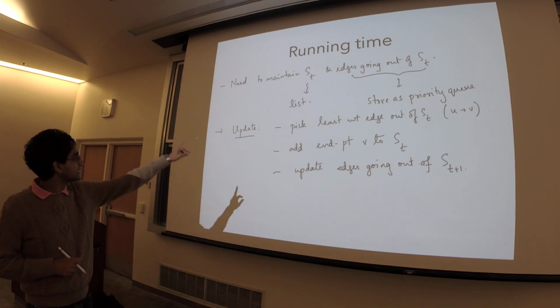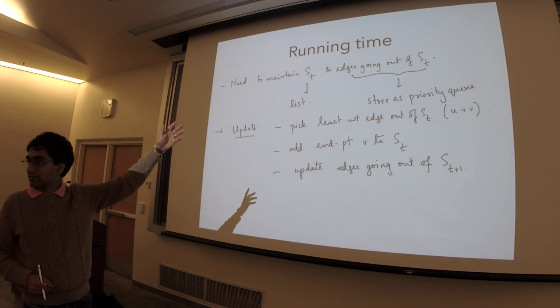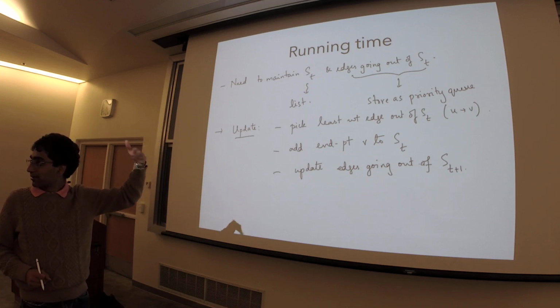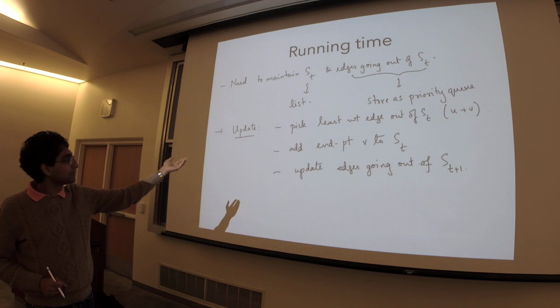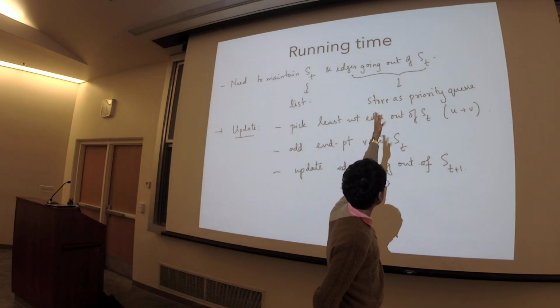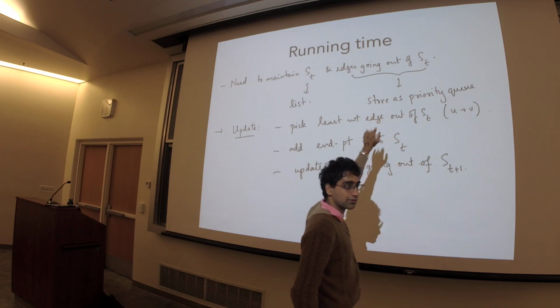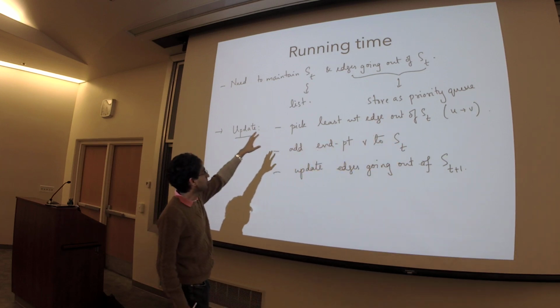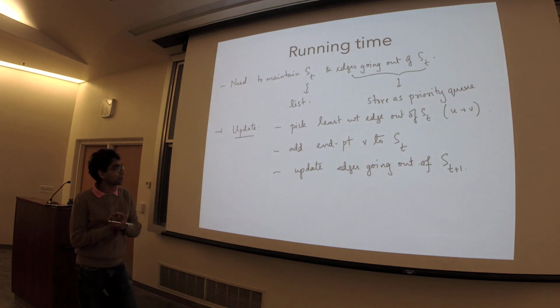Okay. So these are the steps you've got to do, right? Because in each iteration you are updating the set st, which means you also have to update the queue you are maintaining. Okay. And if you think about it, these are the steps that you've got to do.